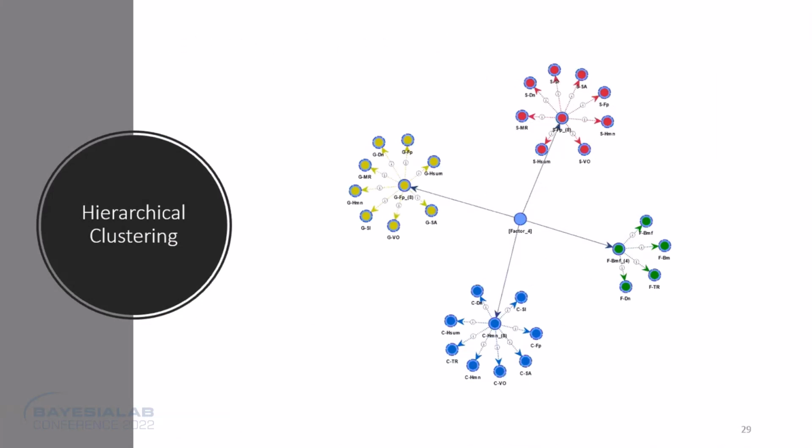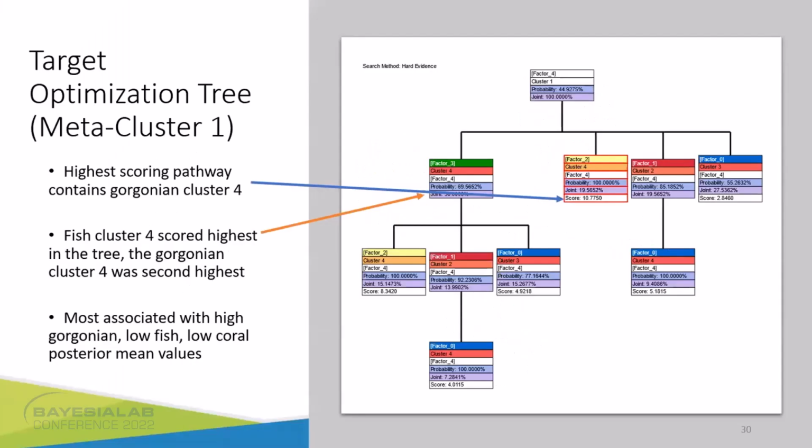So now that we have these individual taxa-specific cluster networks, we clustered the clusters themselves and created this hierarchical cluster network. So this center one we call a meta cluster. It's clustering the actual cluster variables, and we can use this for interpreting overall community values with our clusters. And the way that we interpreted our meta clusters was through target optimization trees, just focusing on the taxa-specific clusters.